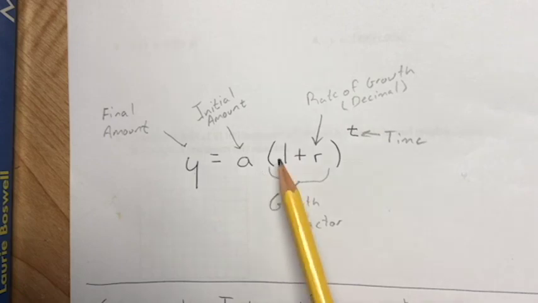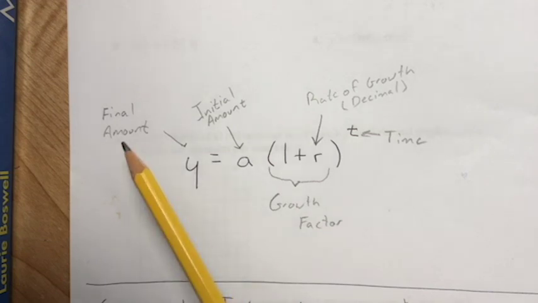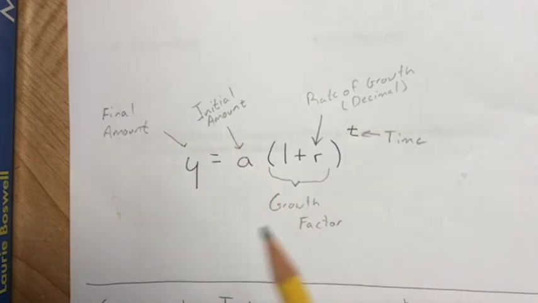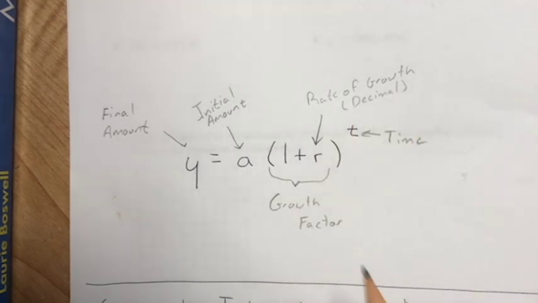So this is our basic equation that we have for exponential growth. Y equals A times (1 plus R), all raised to the t power. Now, Y represents your final amount. Your initial amount is represented by A. And this particular thing, 1 plus R, represents your growth factor. And then R specifically is your rate of growth. And then T is time.